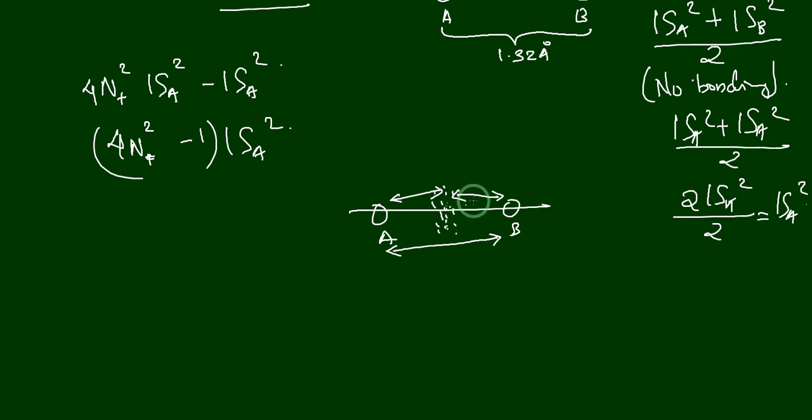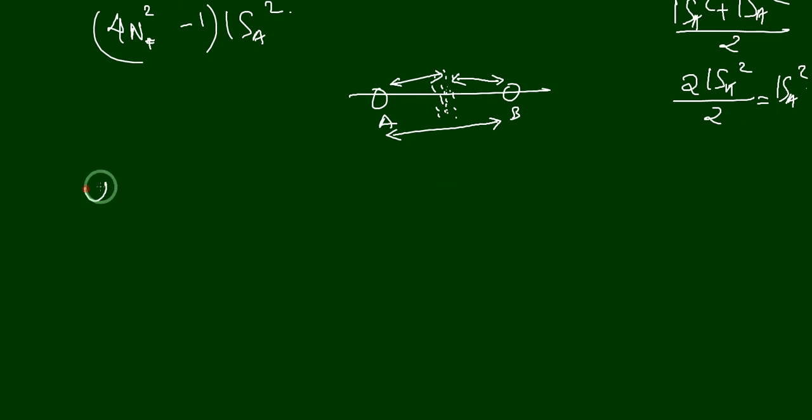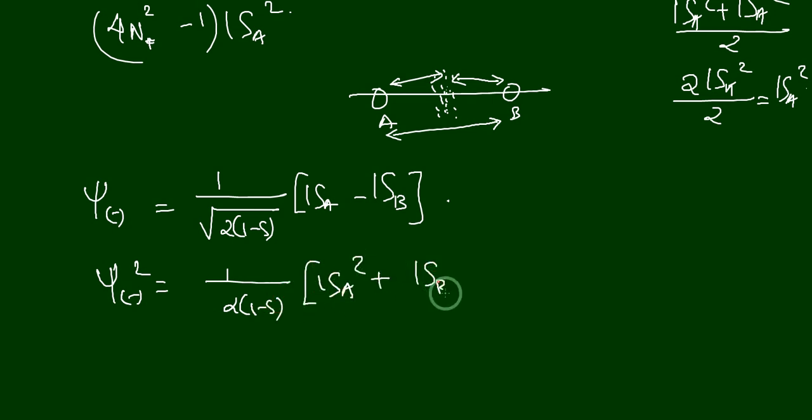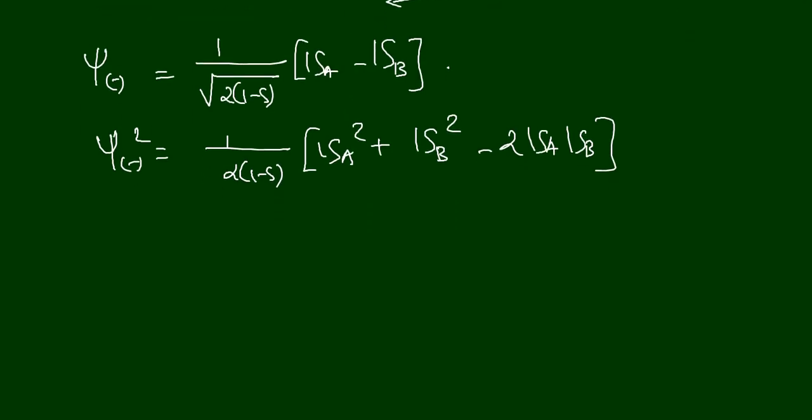Now we can examine what is happening if the electron is occupying psi minus. What is psi minus? 1 divided by root of 2 into 1 minus S, into 1s A minus 1s B. And we can take psi minus square, which is equal to 1 divided by 2 into 1 minus S, into 1s A square plus 1s B square minus 2 1s A 1s B, and in between A and B, the midpoint.